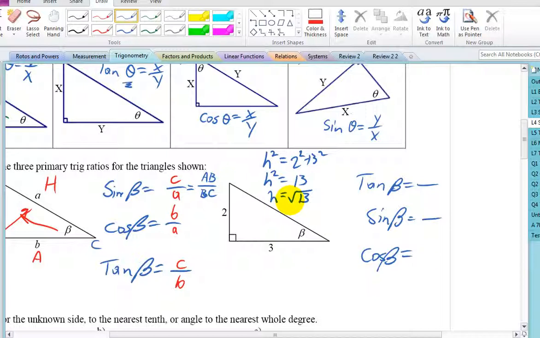So h equals square root 13. We want exact answers, so use that. Okay, make sure you use square root 13. I'll give you 30 seconds. Okay, let's get started.